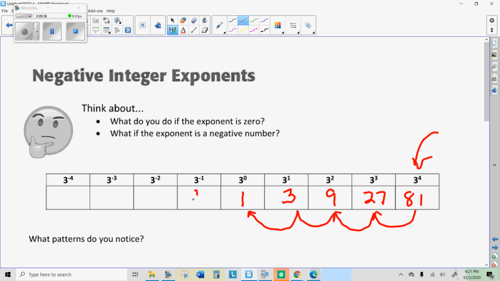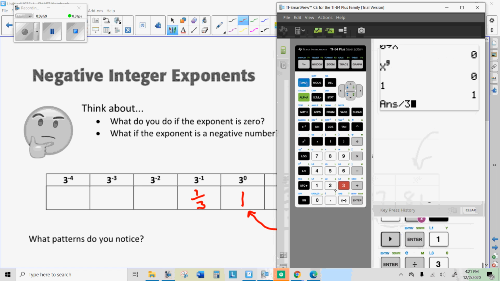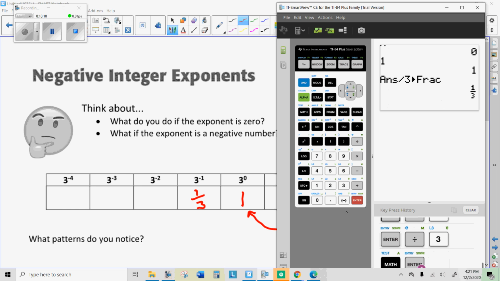So now some of you probably thought that this would be -3, which would make sense if we were adding and subtracting. But since we're multiplying and dividing, we actually get 1 divided by 3. Now I'm going to want you to leave these answers as fractions. So on your calculator, I'm going to let you do the rest of them. So put 1 in your calculator and then put divided by 3, and then press math fraction, so that it always leaves your answer as a fraction. So now you'll see 1/3. Go ahead and finish those up, find the rest of them.